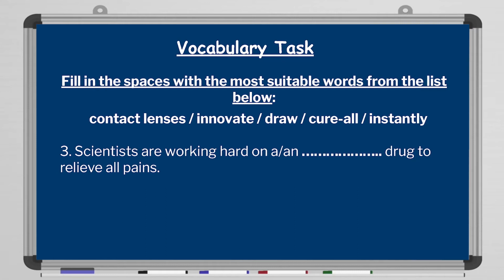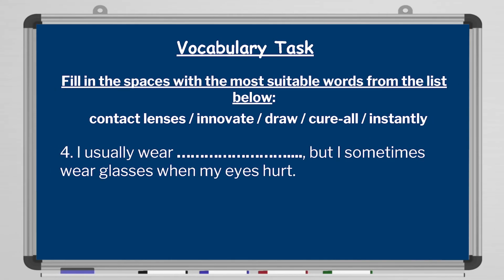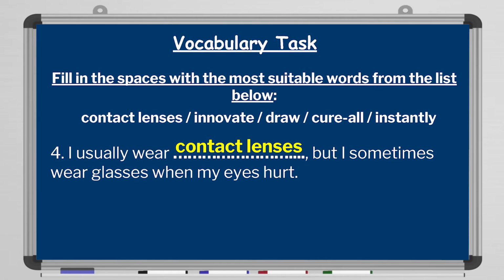Scientists are working hard on a or an drug to relieve all pains. The answer is cure-all. Well done. For the last sentence, I usually wear blank, but I sometimes wear glasses when my eyes hurt. What do you wear when your glasses hurt? You wear something else. Contact lenses. Excellent job. Now let's move on.